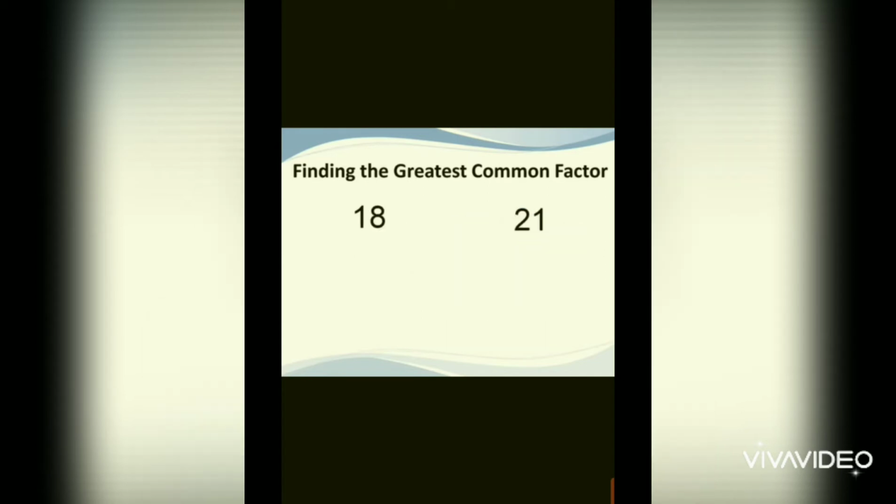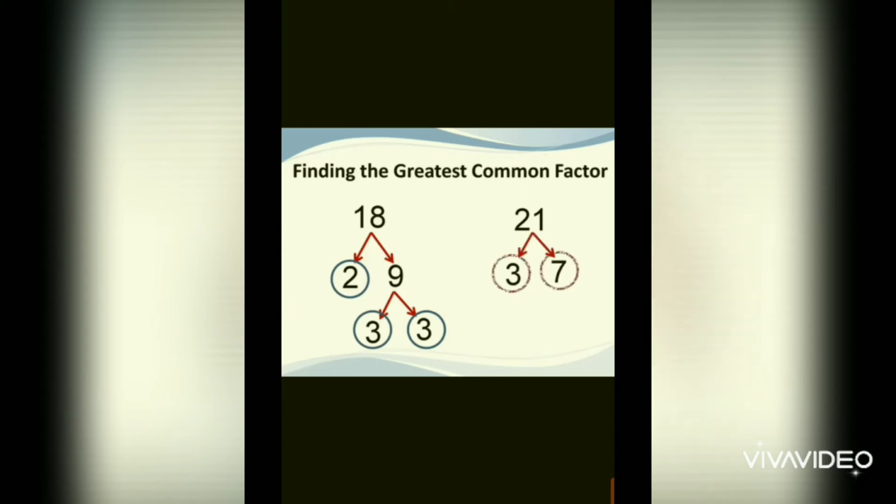Let's try a second example. What is the greatest common factor between 18 and 21? The best strategy is to first factor each number into the product of its primes. 18 is equal to 2 times 9. 2 is prime, so it is circled. 9 is equal to 3 times 3, both of which are prime. So 18 is equal to 2 times 3 times 3. 21 is equal to 3 times 7, both of which are prime.